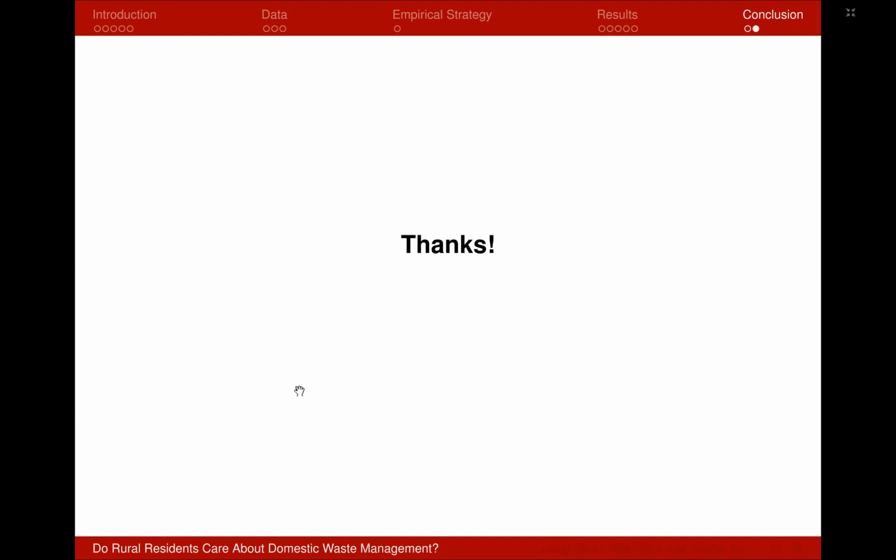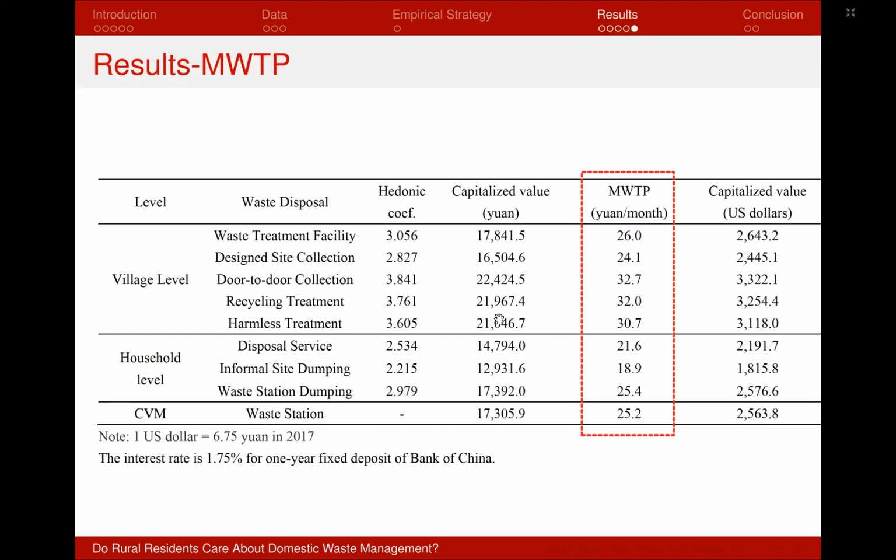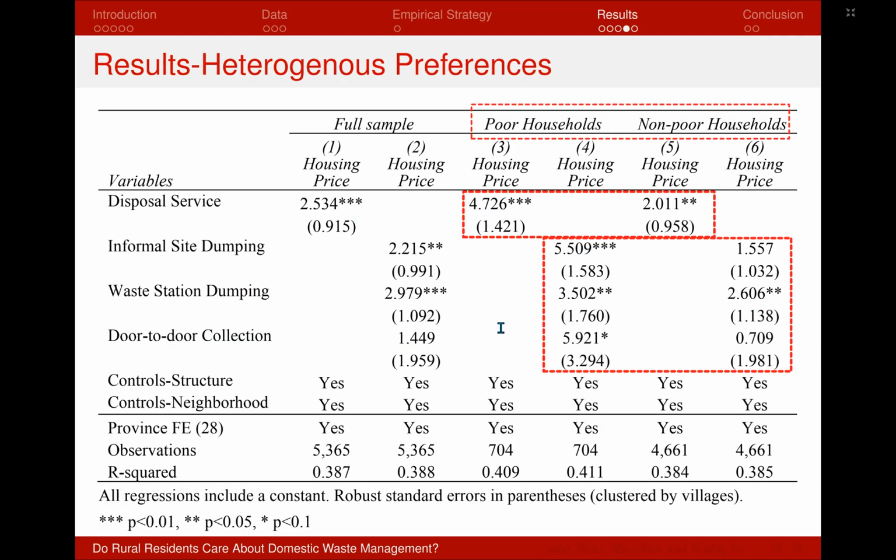I did have one question, going back to the results, maybe the last slide on the results. I forget exactly where it was. Yeah, back one more. Yes, this one. What is an informal site? Is that just like a piece of land that nobody's using that everybody puts their trash on, or what would informal site dumping be?